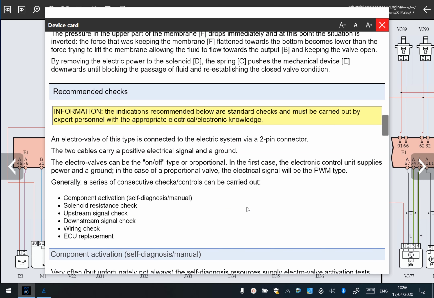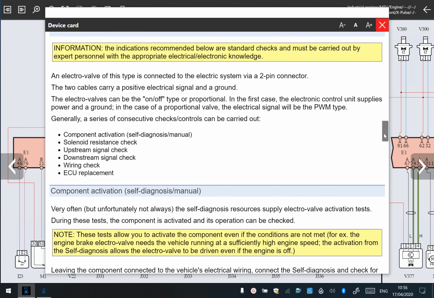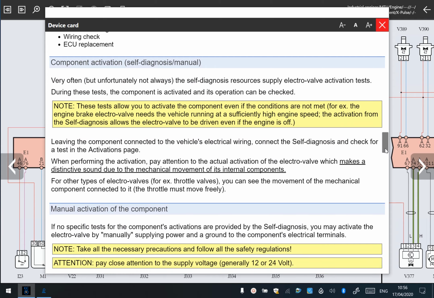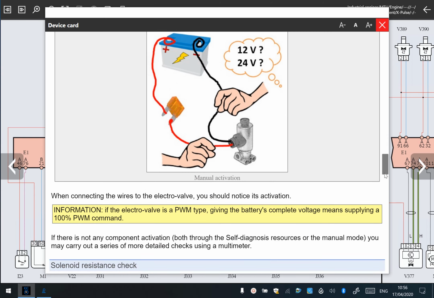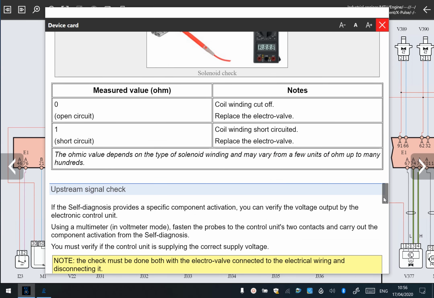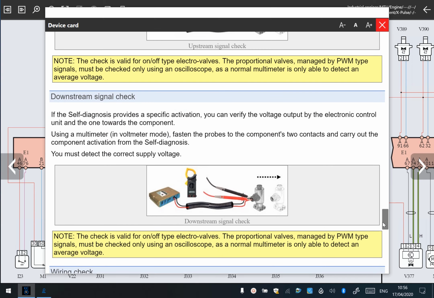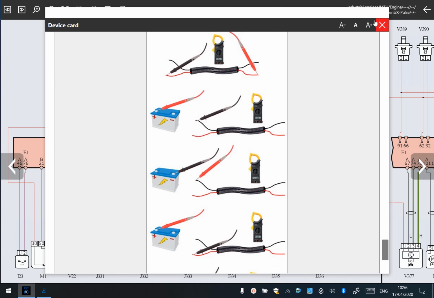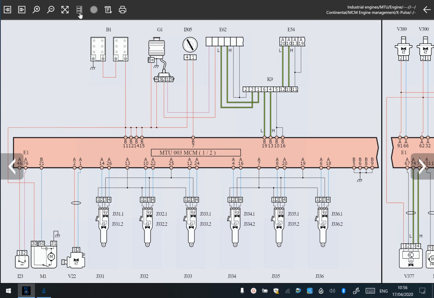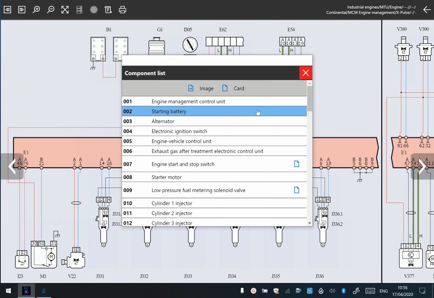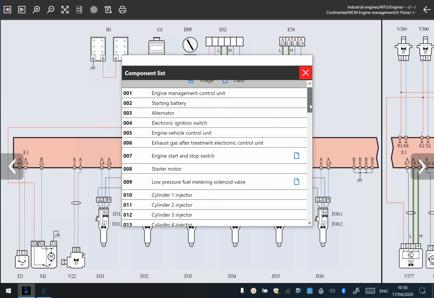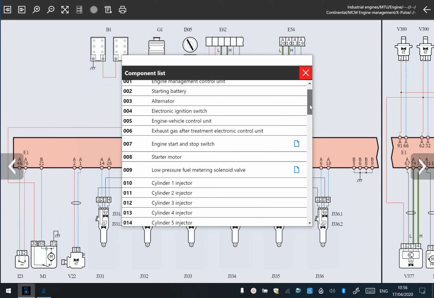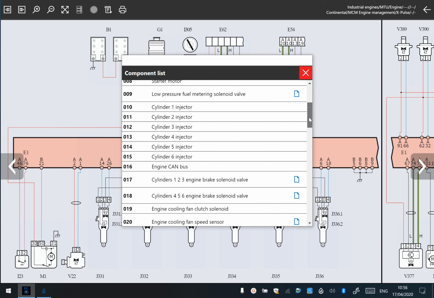Recommended checks, so again, continuity checks and so on. It takes you right down. Amps, clamps, I'm scrolling down quite quickly, but I think you get the gist of the sort of information that's in there. There's also a list that you can access, a key, so you can scroll through all those items.